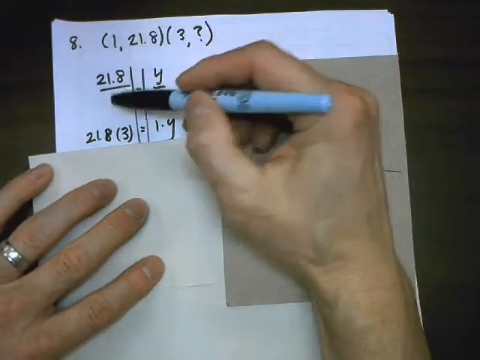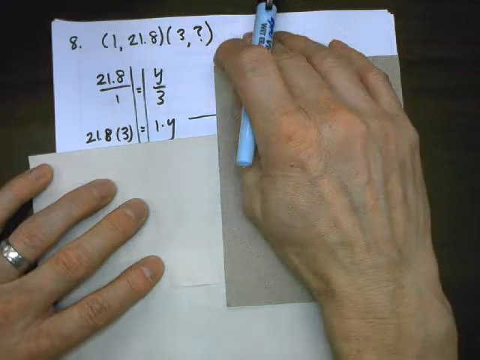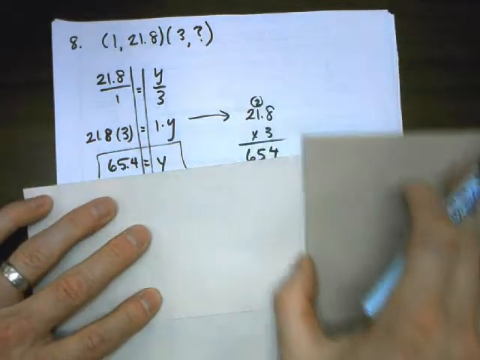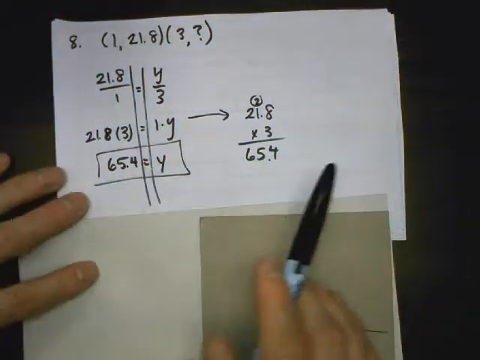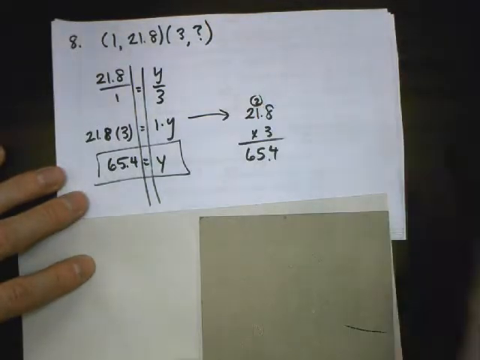So I cross multiply. 1 times y is just y. 21.8 times 3 is 65.4. Go out to the side and do that now. If you didn't get that, check to see what you did wrong.